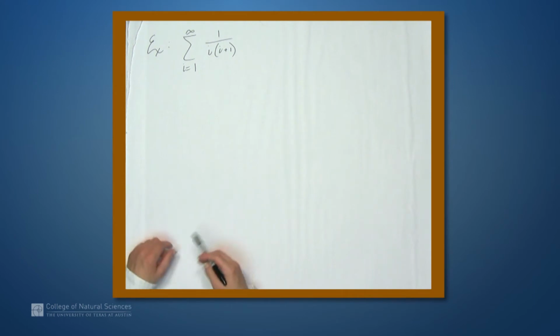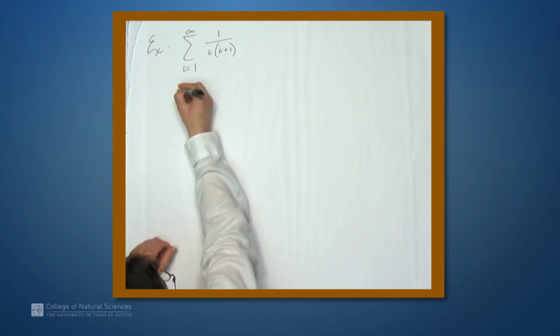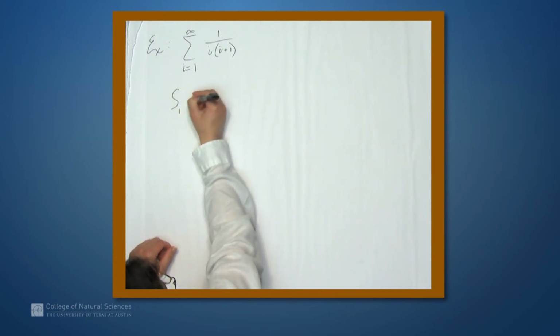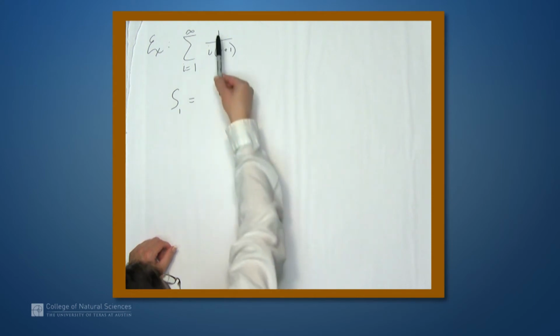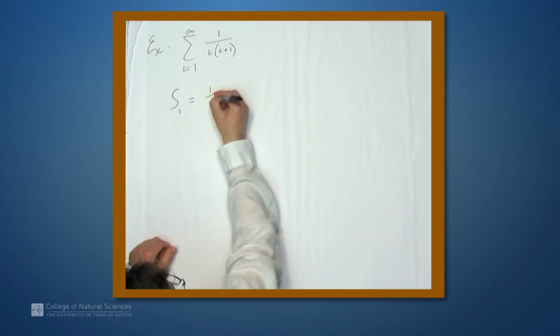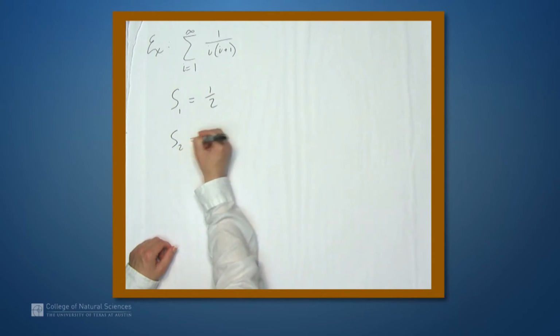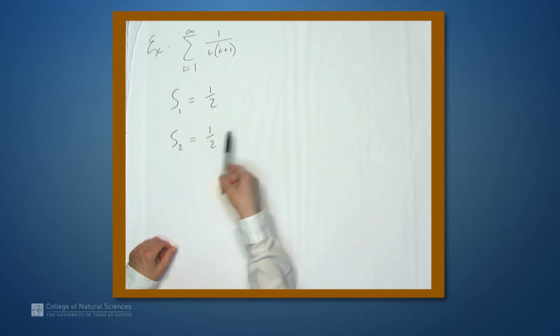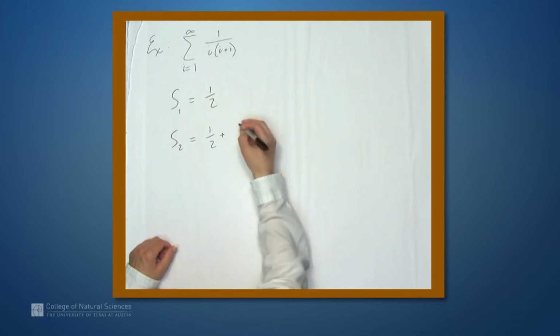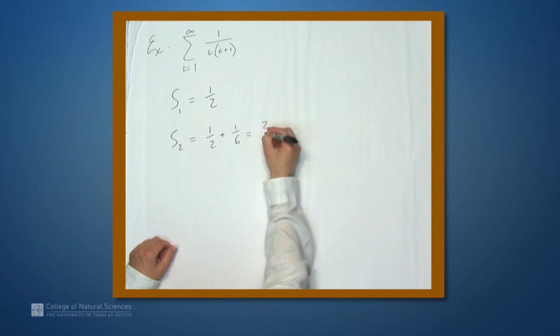So it's a good place to start if we have no idea how to do anything. We can start by writing down the first few partial sums. So let's write down S sub 1. Well, S sub 1 is just the first term, so when i equals 1, this denominator is 1 times 2. So S1 is 1/2. S2 then is 1/2, the first term, plus the second term. The second term is 1 over 2 times 3, so this is 1 over 6. And this 1/2 plus 1/6 is 2/3.